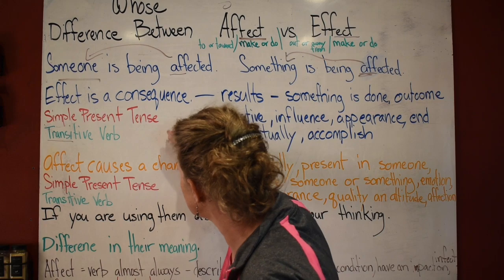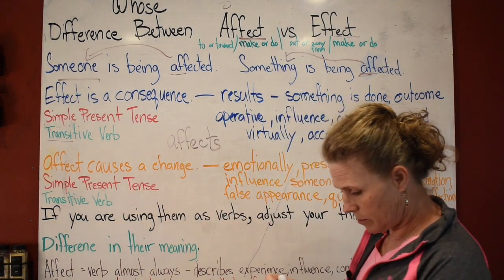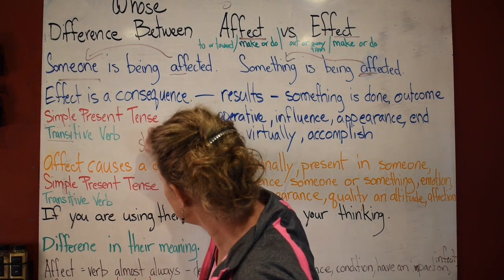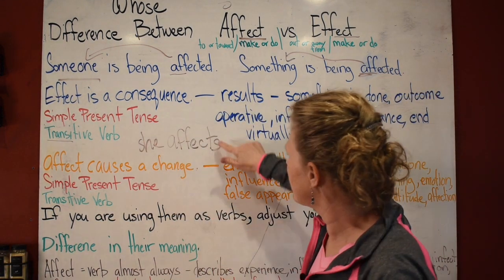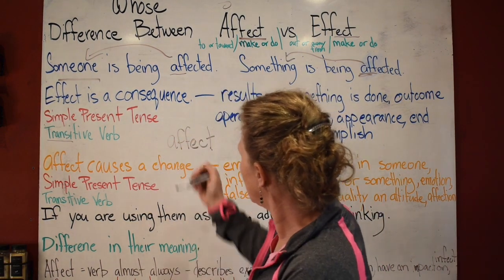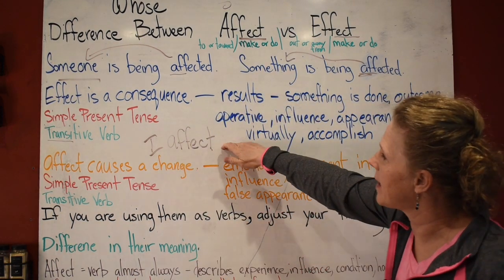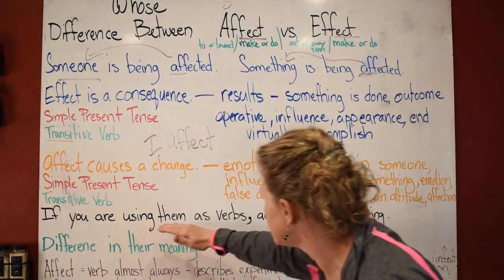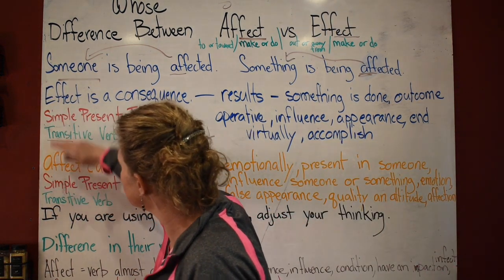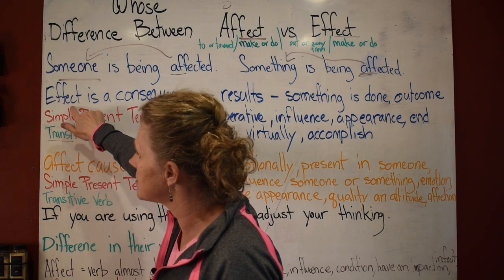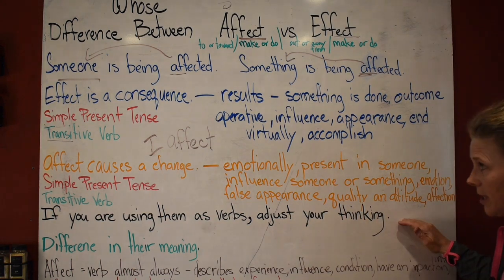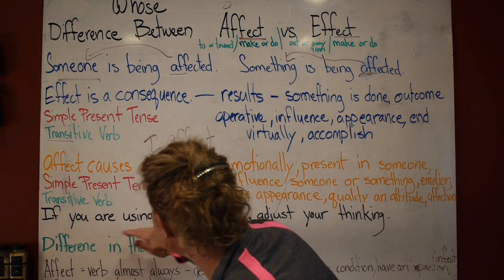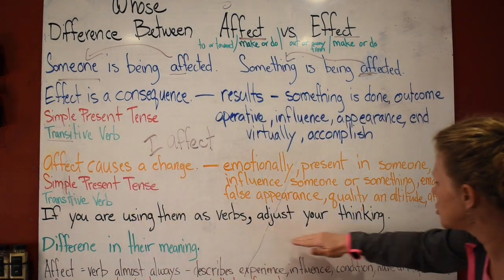Now, when we put the plural on it, is it still the simple present tense? It is, but you have to do the third person, she, right? Yeah. Now, if we don't use that, let's do I. Okay, remember that. When you put the S on a verb, I want you guys to remember this. If you are using affect and effect as verbs, adjust your thinking. Adjust what you want it to say when you're using it as a verb. If you're using them as verbs, adjust your thinking.